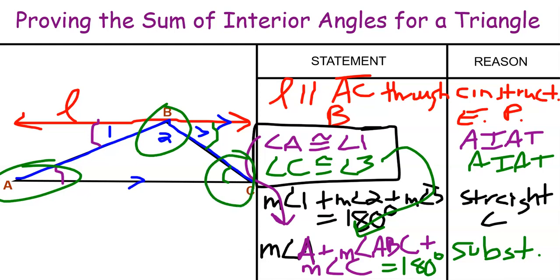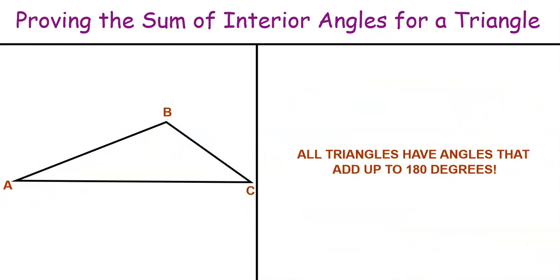And because we didn't actually specify anything specific about this triangle other than the fact that it's a triangle, that means that all triangles have angles that add up to 180 degrees.